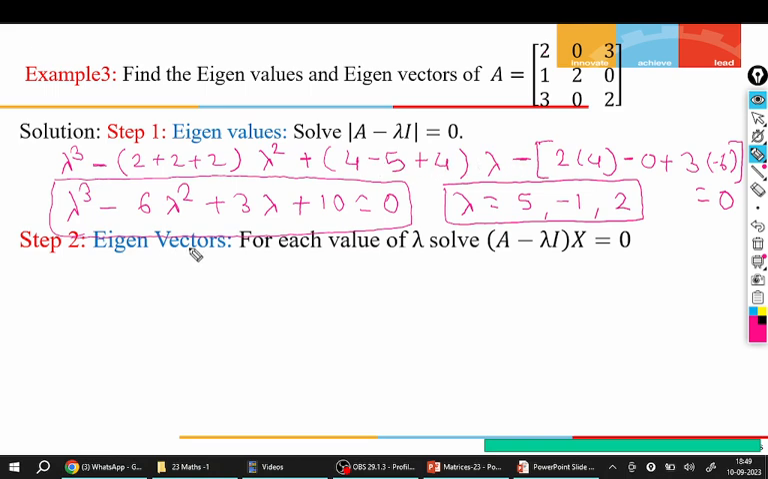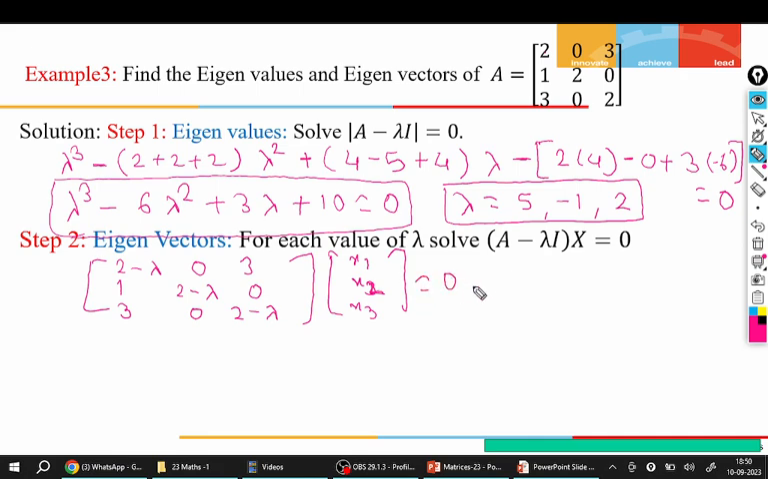Step 2, eigenvector. For each value of lambda, we have to solve this matrix equation. What is that matrix equation here? The matrix [2 minus lambda, 0, 3; 1, 2 minus lambda, 0; 3, 0, 2 minus lambda] times the three-dimensional vector x1, x2, x3. This is the system we have to solve for each value of lambda.